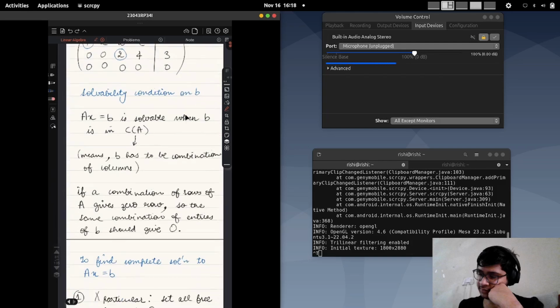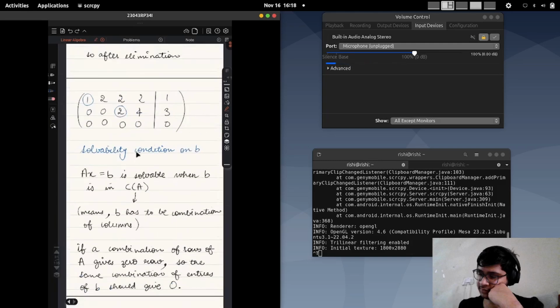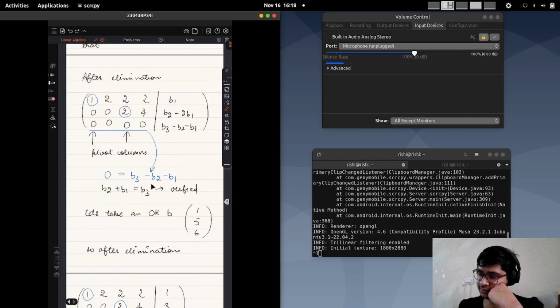So let's see the solvability condition on b. Ax equals b is solvable when b is in C(A). Okay, let's understand this again. So this will be solvable when b is in C(A). So what is C(A)? C(A), the column space of A, is the combination of all the columns, making a space. That's it. And b should be in that because this should verify this.